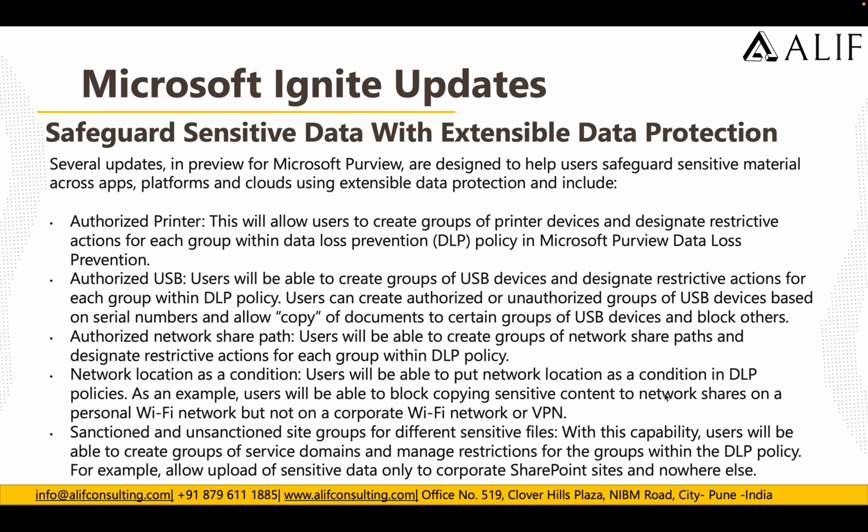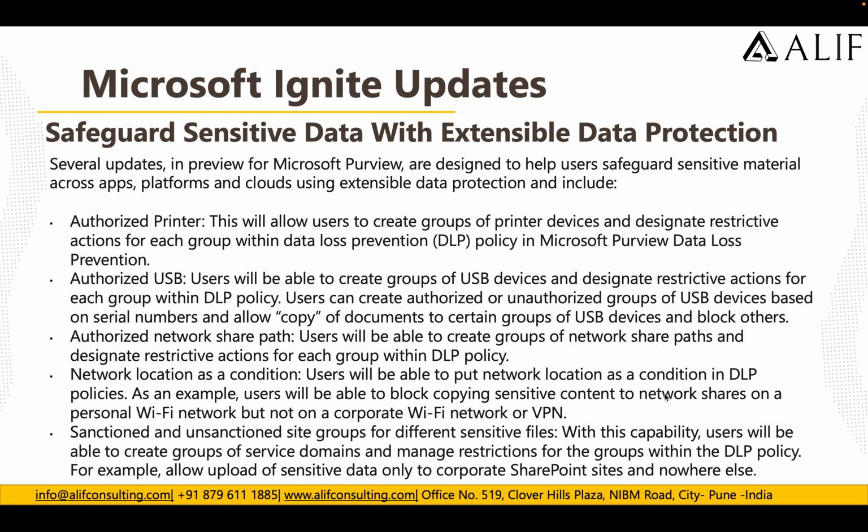Authorized USB. With this, users will be able to create a group of USB devices and designate restricted access for each group with a DLP policy. Users can create authorized or unauthorized groups for the USB devices based on the serial number and allow copies of the document to a certain group of USB devices and block others. Authorized network share path. Again, users will be able to create a group of network share paths and designate restricted access for each group within the DLP policy.